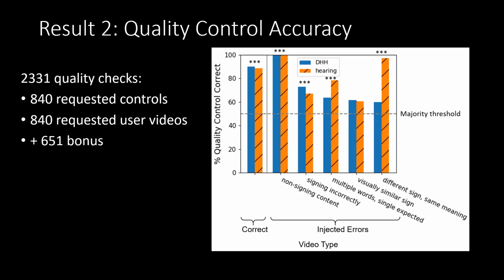Here we have participants' accuracy for each type of control video. Correctly signed videos at the left, and 5 types of injected errors at the right. Non-signing content, signing incorrectly, multiple words when a single is expected, visually similar signing, and a different sign with the same meaning. For all video types, each type was correctly checked by most participants, over 50%. Visually similar signs were the most difficult error type to catch. And aside from this error type, the crowd's ability to correctly evaluate each video type was strongly statistically significant.